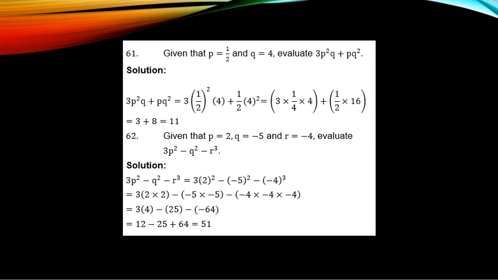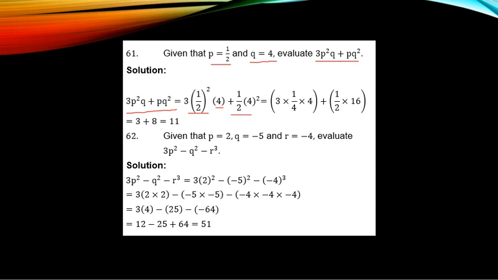Example 61. Given that P equals 1 over 2, Q equals 4, evaluate 3P squared Q plus PQ squared. You write the expression. Anywhere P appears, you put 1 over 2. All that affects P also affects it. Then this is Q now, 4, then plus the same thing.